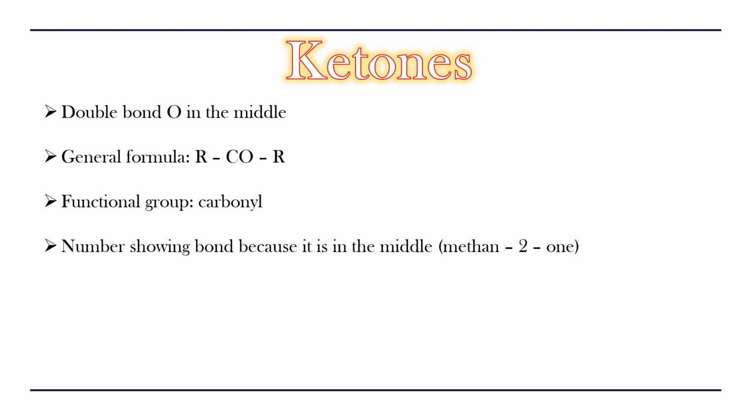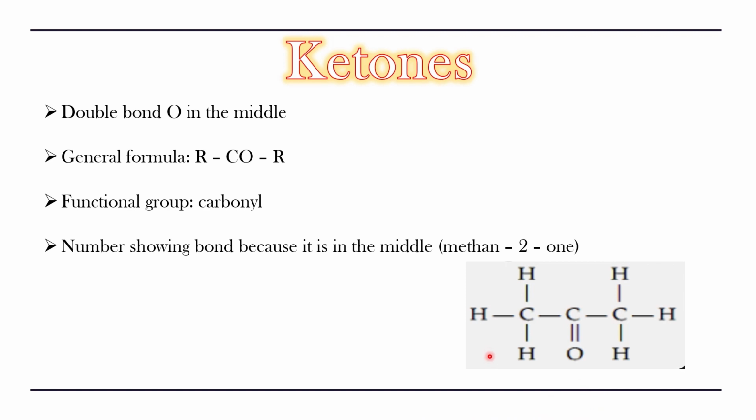A ketone has a double bond O in the middle. The general formula is here. The functional group is also a carbonyl, and there's a number showing the bond because it can be anywhere in the middle. Remember, if it's at the end or the beginning, it is an aldehyde, not a ketone. In this example, it's in the middle and not on either side, otherwise it would have been an aldehyde.